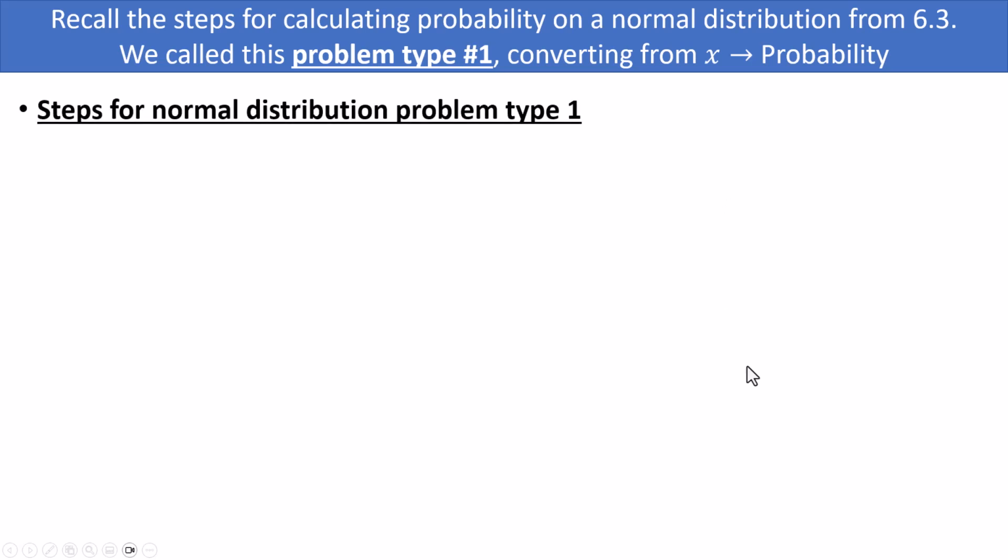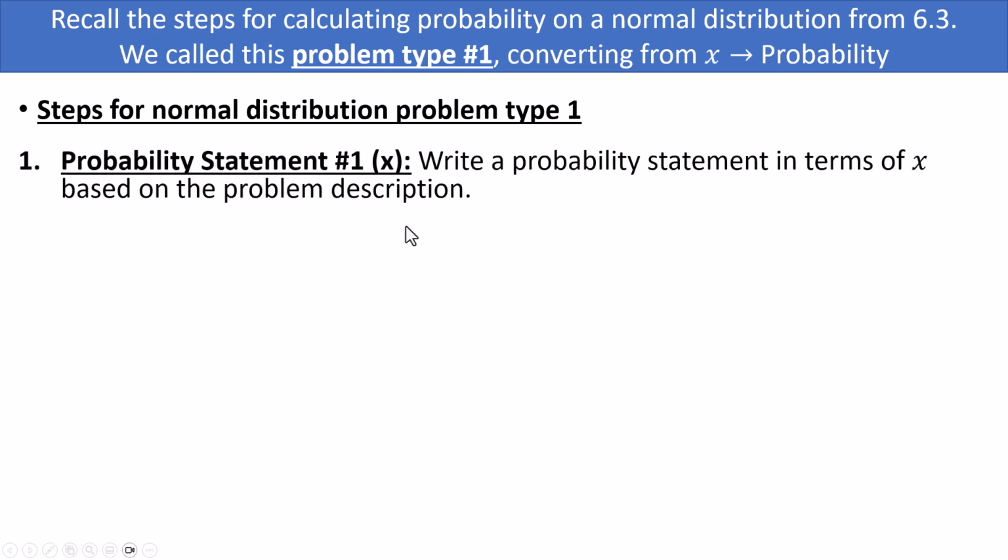Now, you might remember the steps that we use to complete one of these types of problems. First, you're going to want to write out a probability statement in terms of the variable. So that would be something like this. Maybe the chance that your variable is greater than something, maybe less than something, or in the second case, we have maybe between two different values.